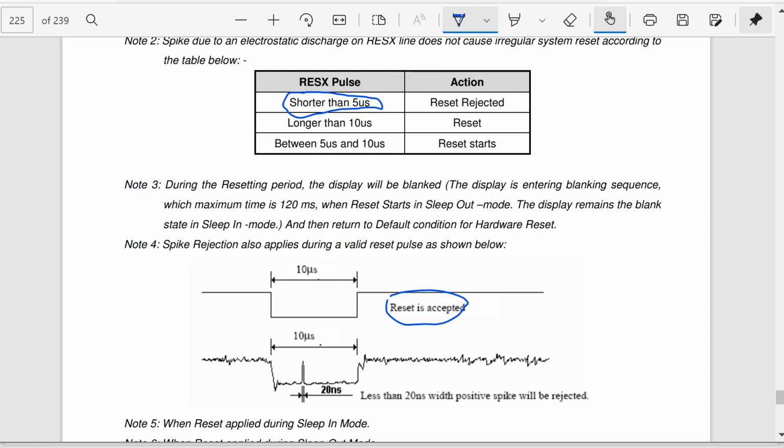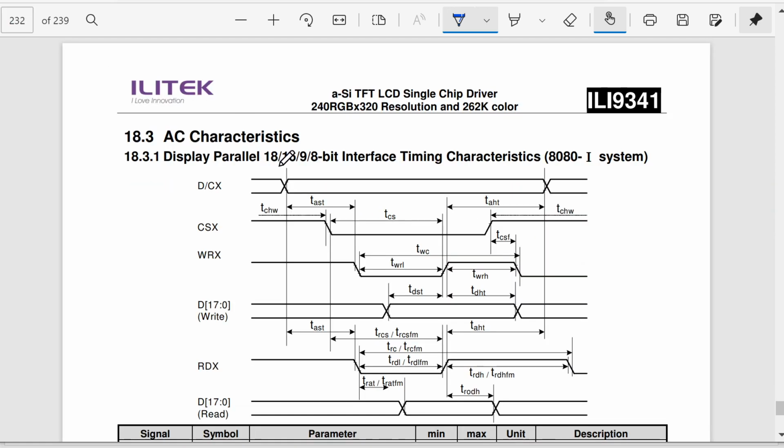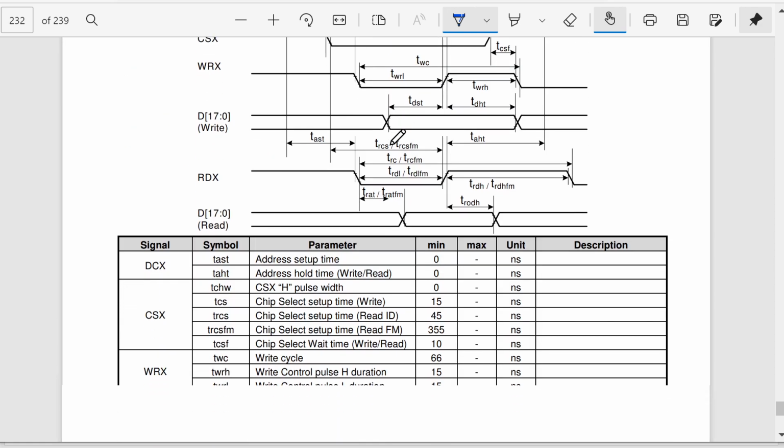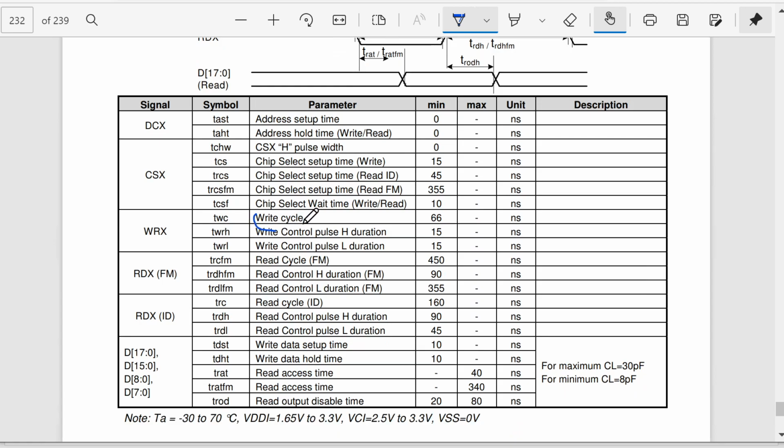And the last thing will be the timing. The timing is here. Okay, so this is the timing. The most important thing we need to know is the write cycle. The write cycle is 66 nanoseconds. The read cycle has different read timings. You will see here, the read cycle for this one is 450 nanoseconds. And for the read ID, the timing is also different.